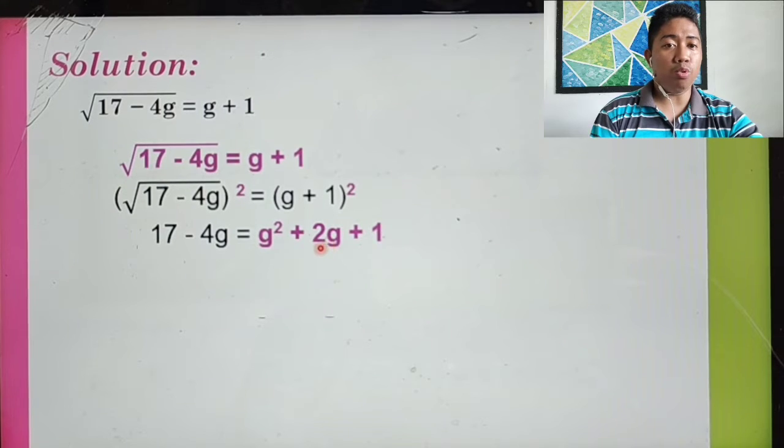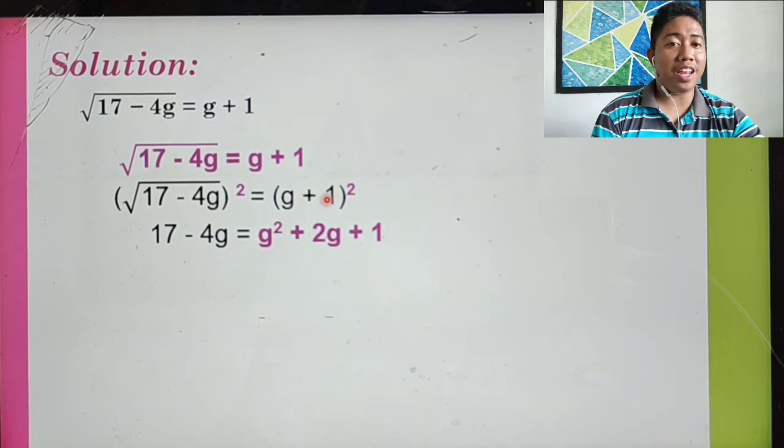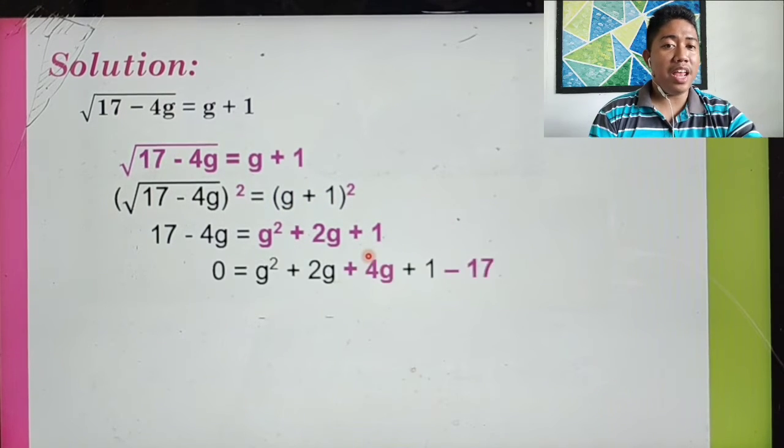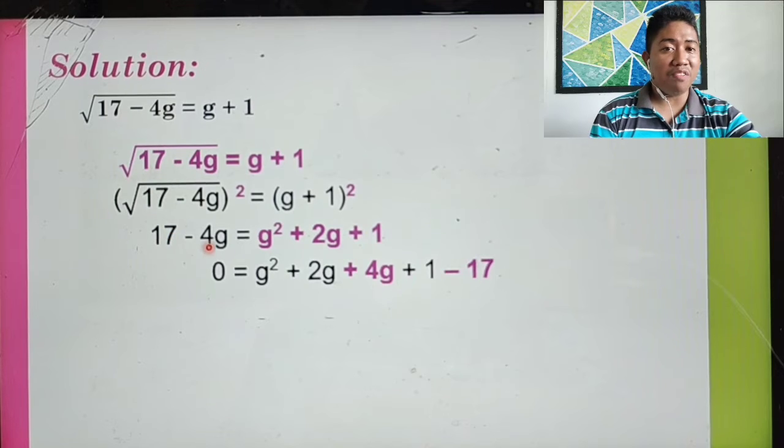So that is 2g. Okay, for the middle term, don't forget to get the product of the first and last term and get twice of it. So g squared plus 2g plus 1. And then you'll equate all of this to 0 since it is quadratic. So 17 transfers to the other side, so it becomes negative 17. Same with negative 4g, which transfers to the other side and becomes positive 4g.